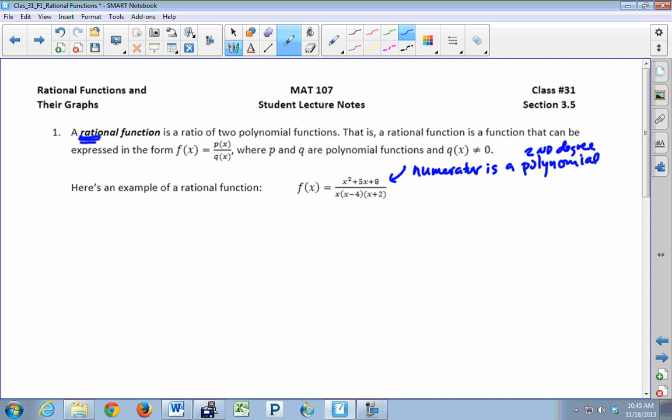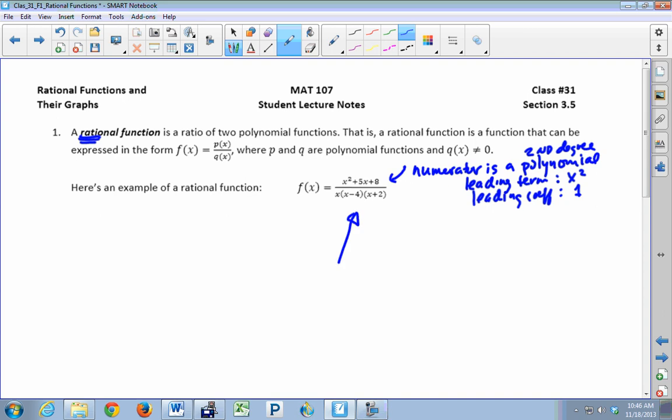What's the leading term in the numerator? Nope, that's the leading coefficient. What's the leading term? X squared. The leading term in the numerator is x squared. The leading coefficient is, Beth? 1. Okay. All right, so look at the denominator.